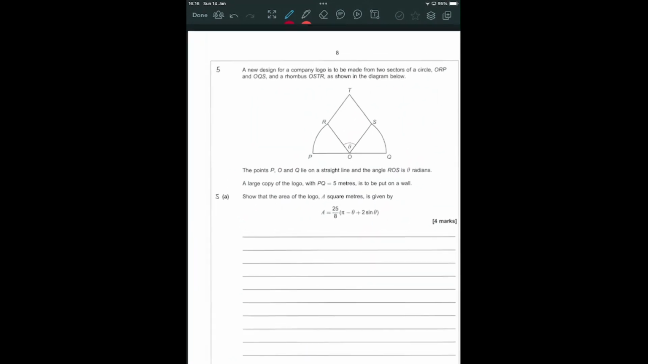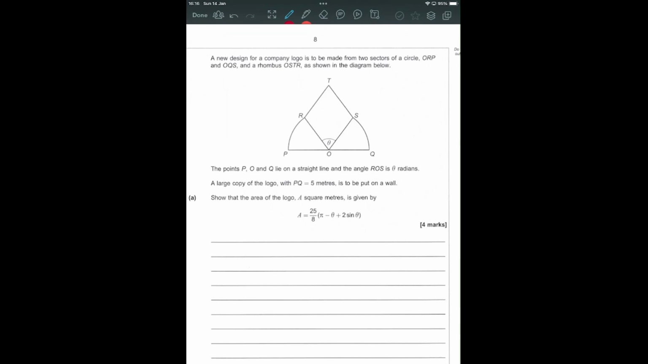Question 5. A new design for a company logo is made from 2 sectors of a circle and a rhombus as shown. POQ lie on a straight line. That angle there is theta radians. Straight away I'm not sure if I'm going to need it, but I'm almost surely going to need it, so I'm going to fill it in here anyway. That whole angle POQ is going to be pi radians. I was told that we were in radians. Subtract off the theta and divide by 2. Each of these are going to be pi by 2 minus theta by 2 radians. So that's going to come in helpful.